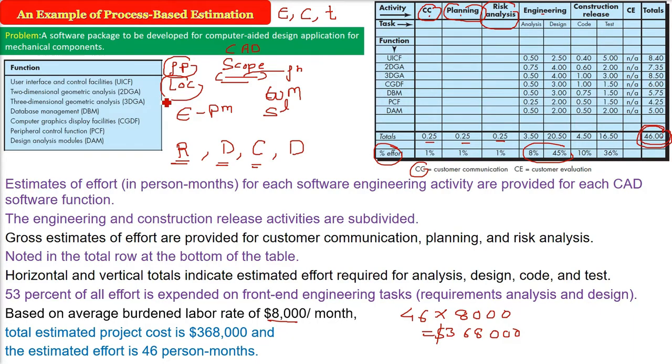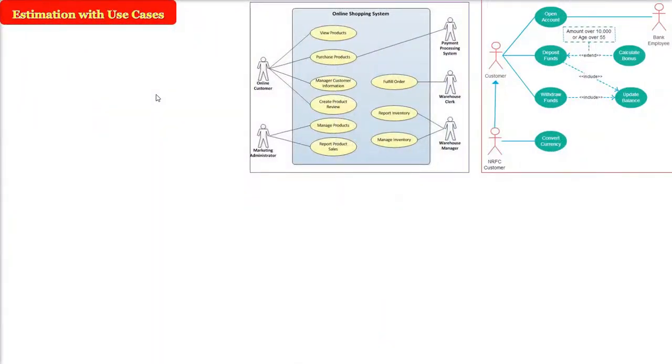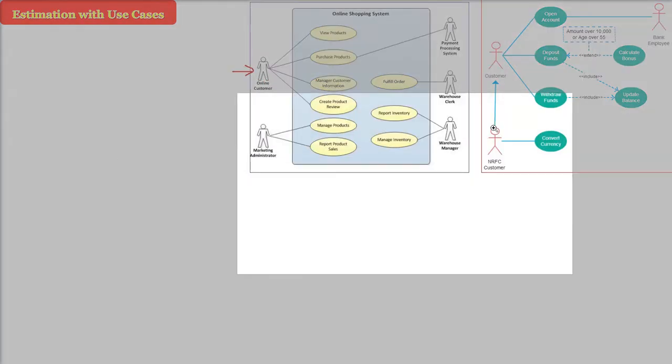Scope, sizing, and then this application. Estimation with use cases. Estimation is what? Finding out time, effort, and the cost. So here we have actors. This is a use case being made in UML, Unified Modeling Language. So an actor is someone who interacts with the system or the software.